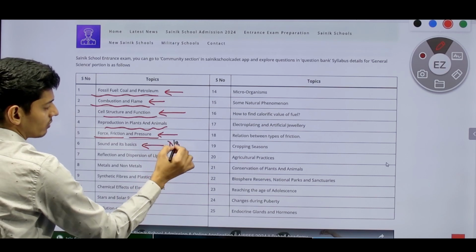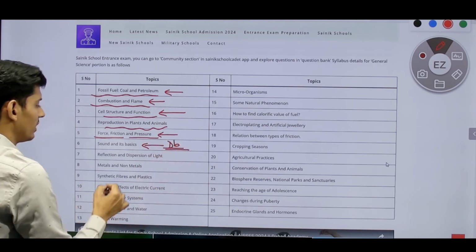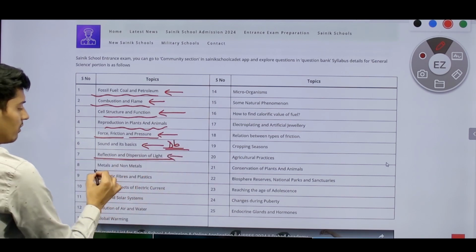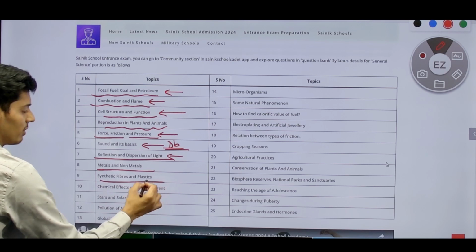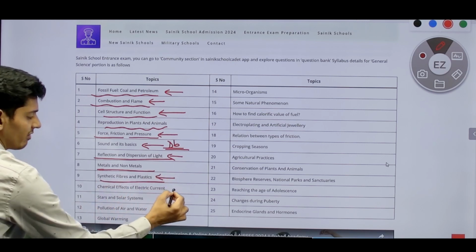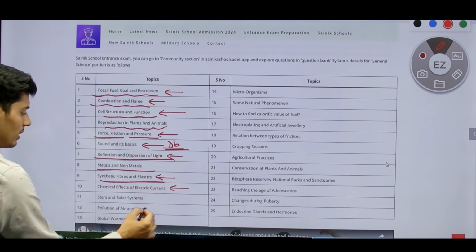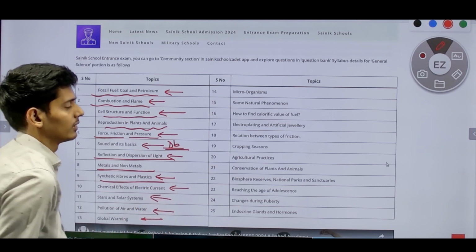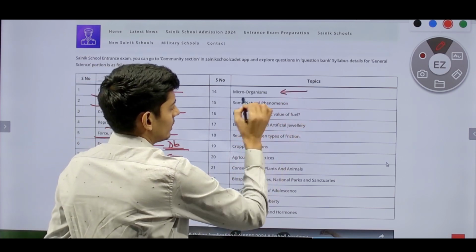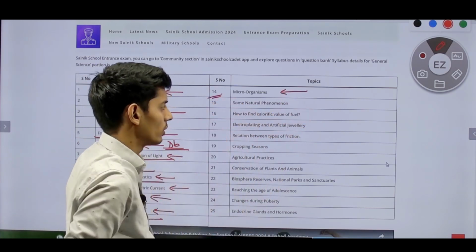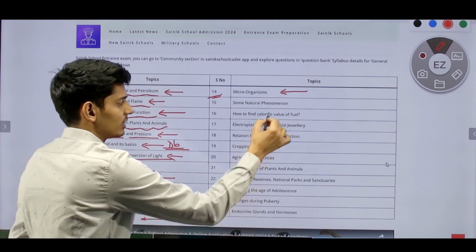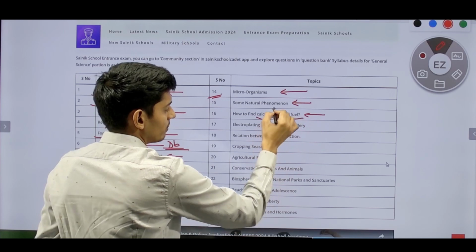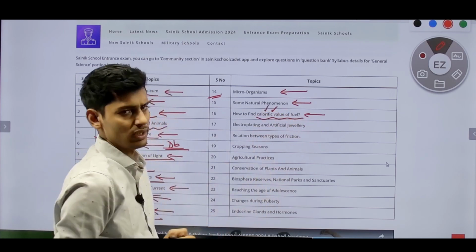What is the SI unit of sound? We have dB. Reflection and dispersion of light, refraction, rarefaction. Then we have metals and non-metals questions, synthetic fibers, types of fibers and plastics, chemical effects of electric current. Then stars and solar system, pollution of air and water, global warming. The scope is rather quite expanded. We have topic number 14, microorganisms. The next one is some natural phenomenon, how to find calorific value of heat, what is the basic meaning of calorific value, this is something that you need to cover.